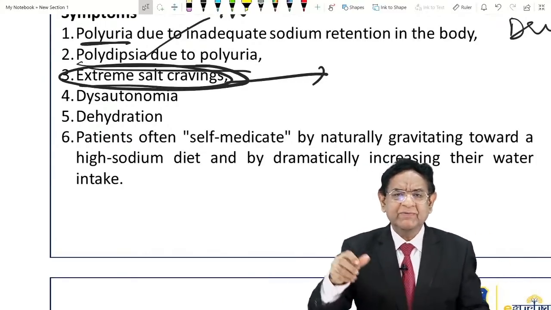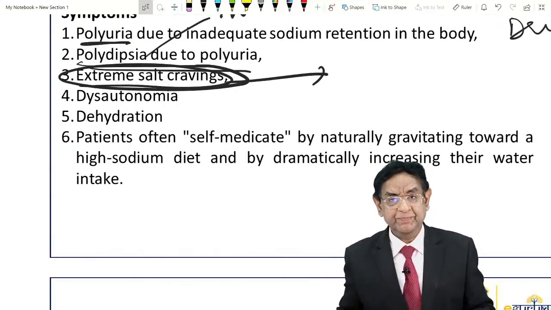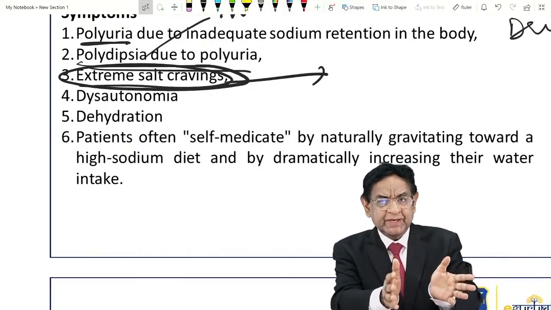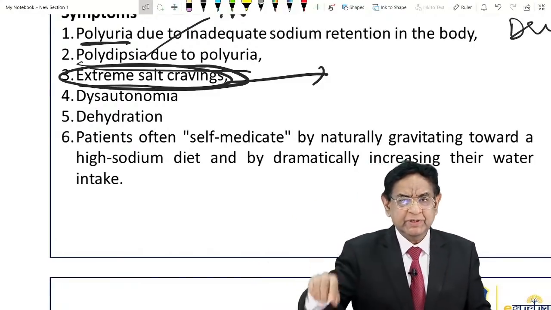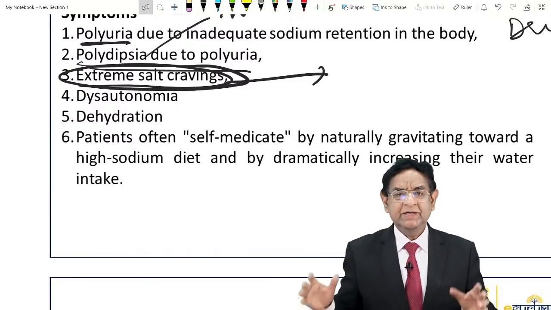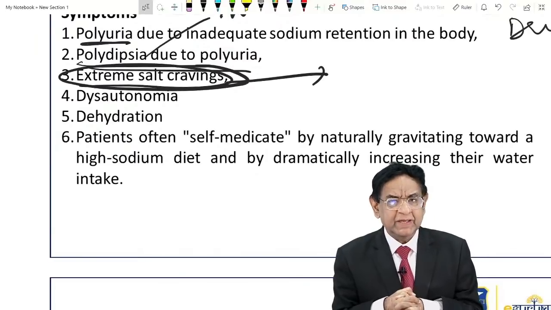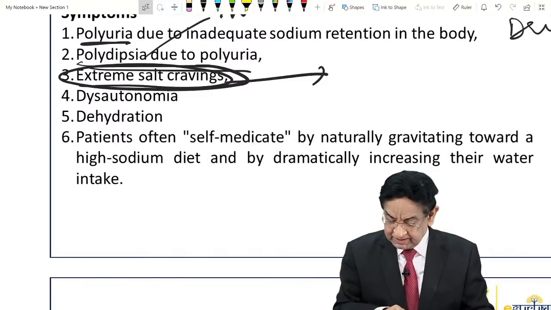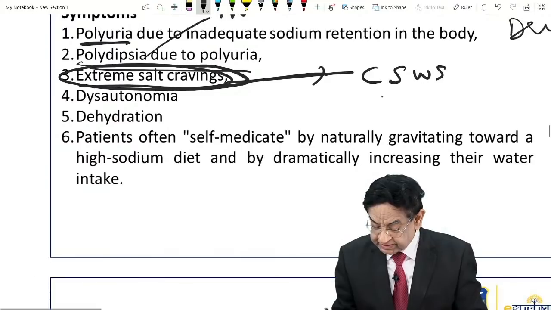Yes. You are surprised. Normally nobody serves salt. He will ask you to keep salt and he'll take salt. Or he may not ask for salt, you have kept sweet, you have kept certain salty things also. You can notice he's only eating salty things, he's not taking sweets at all. So if you get a person with salt craving, the golden line to remember is cerebral salt wasting syndrome.